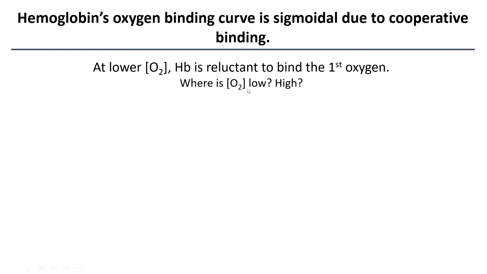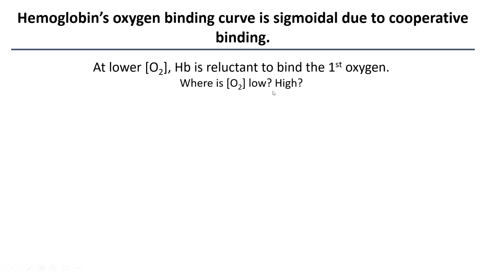Where is oxygen concentration low? Well, it's low in the tissue, and so it would be difficult for hemoglobin to bind oxygen when it is in the tissue. That's a good thing. You don't want hemoglobin to be irreversibly bound to oxygen in the tissue, or to be bound with very high affinity in the tissue, because the goal is to bring oxygen to the tissue and let go of it.